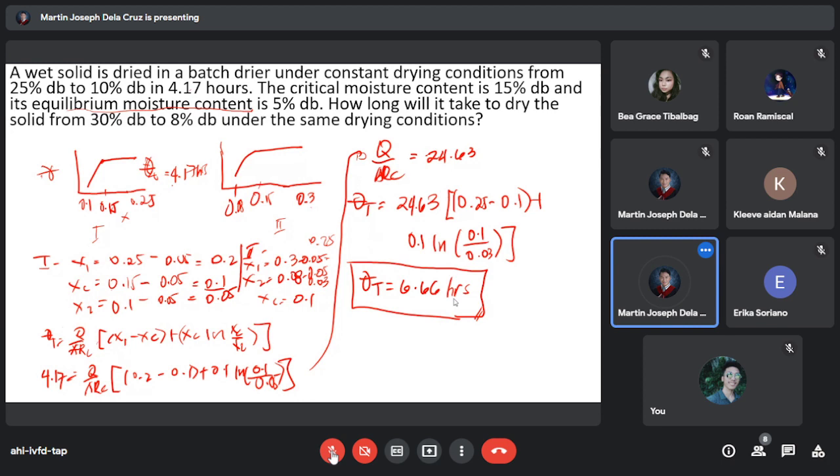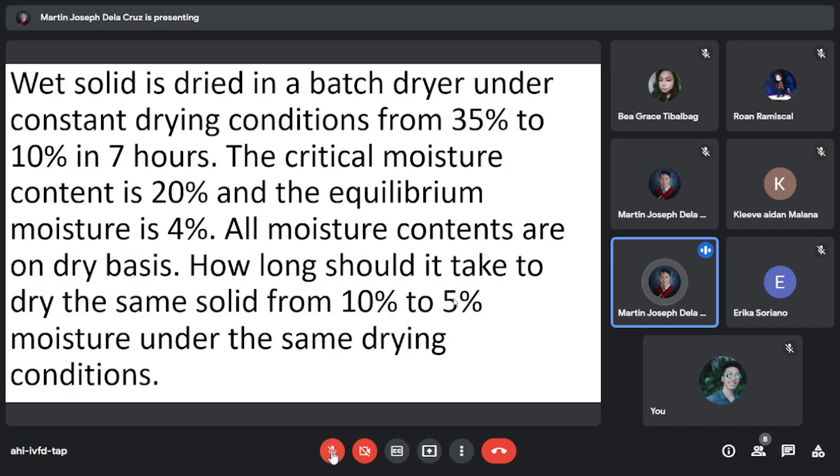So, a wet solid is dried in a batch dryer under constant drying conditions from 35% to 10% in 7 hours. The critical moisture content is 20% and the equilibrium moisture content is 4%. So, meaning may equilibrium moisture content na naman tayo. So, we're going to subtract 4% in our X1 and X2 later on. So how long should it take to dry the same solid from 10% to 5% moisture under the same drying conditions? So ganun lang ulit class, but take note class, in your case one, it's only 35% to 10%. But in your case two class, you have 10% to 5% lang.